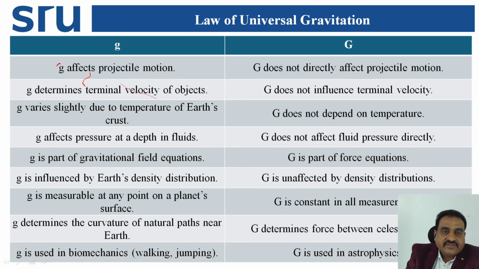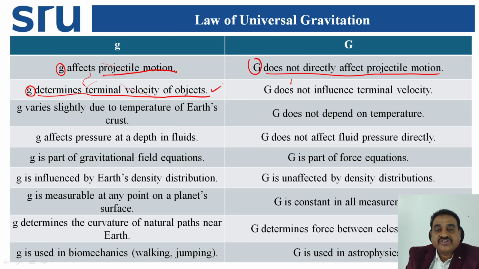You see here, small g affects projectile motion and trajectory. Capital G, you try to understand here, does not directly affect projectile motion. Acceleration due to gravity, small g, determines the terminal velocity of objects. Capital G does not influence terminal velocity. Small g value varies slightly due to the temperature of Earth's crust.